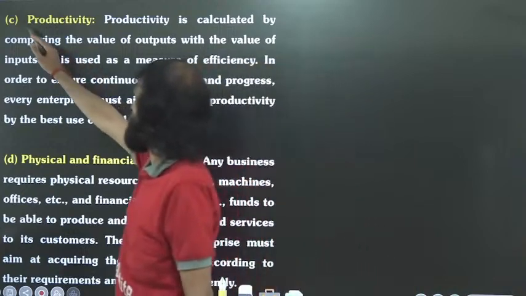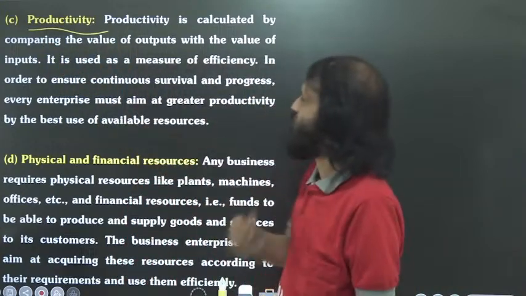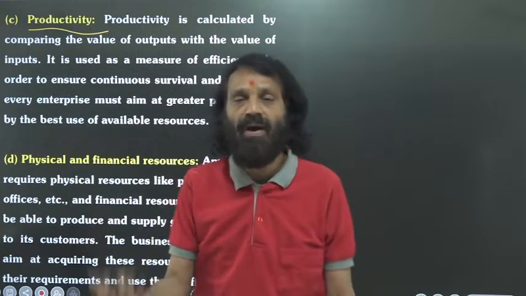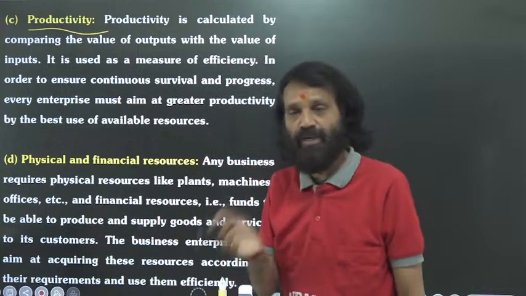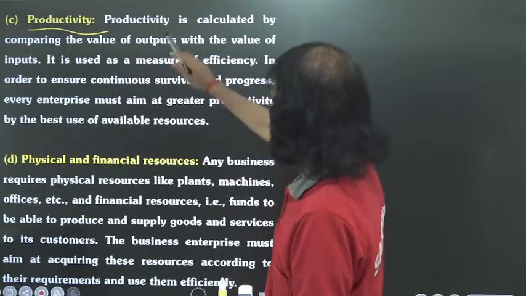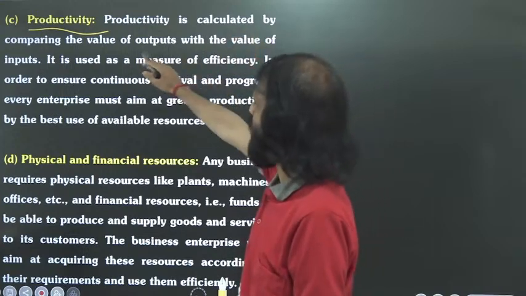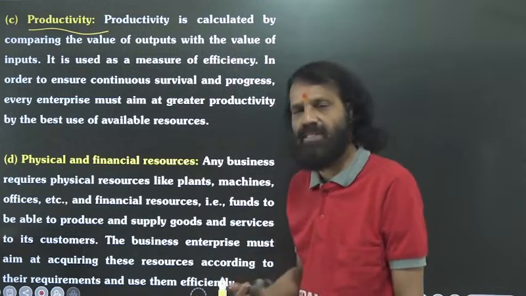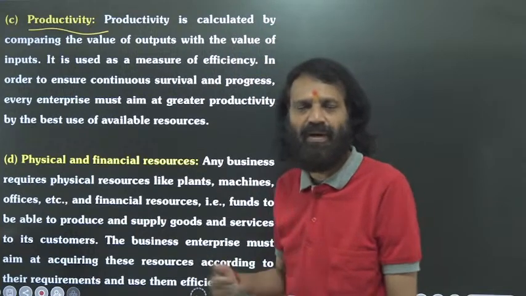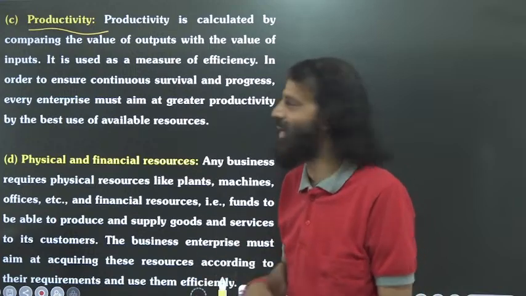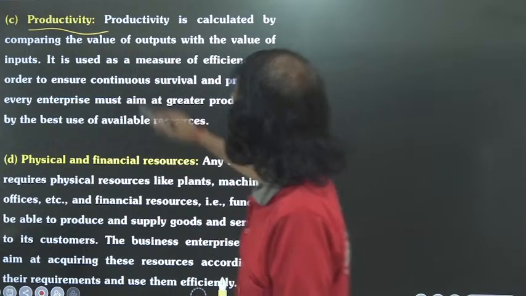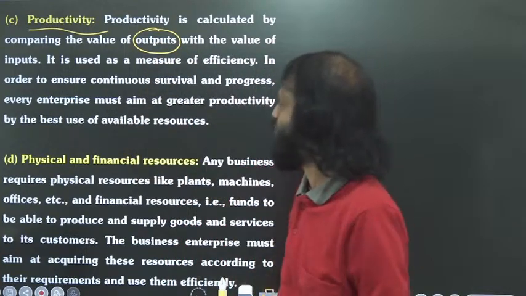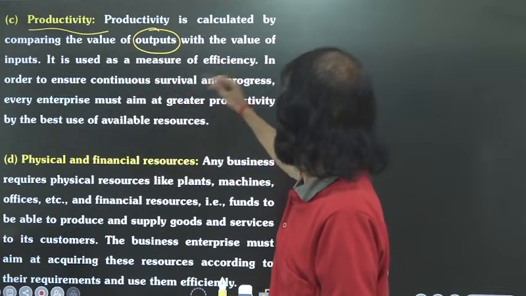Now the next best point is productivity. Of course, we want to increase productivity. The product must be capable to catch the market or satisfy your customers in a better way. Productivity is calculated by comparing the value of outputs with the value of inputs. So, what are inputs and what are outputs? Inputs are raw materials and your skills. When they become a product, that is outputs. The raw materials become outputs or finished products. It is used as a measure of efficiency.